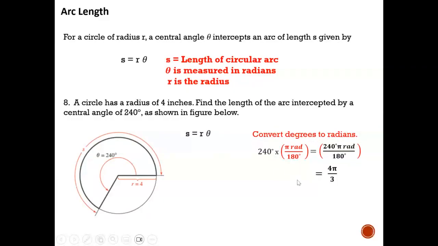So theta is 4 pi over 3, and the radius is 4. Plug everything in. It's going to give us 16 pi over 3. Use a calculator, and the result is approximately 16.76 inches. That's your answer, guys.